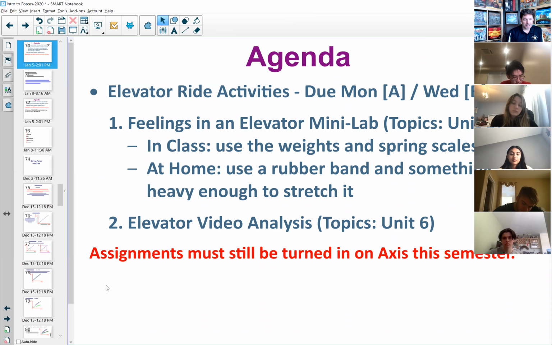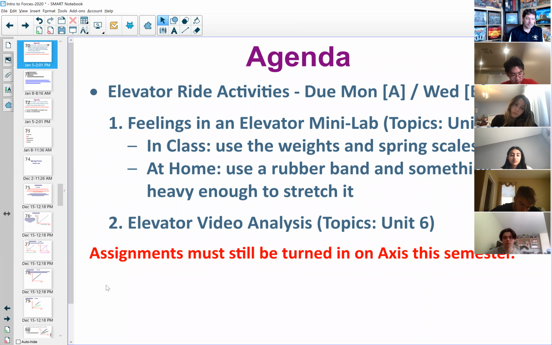Now, on the second activity, the elevator video analysis, that is the one that I think is a little bit more critical and deeper to make sure you're really understanding what's happening. And so we are going to take just a couple minutes and review a few things before we go on to the next part of the lesson on Hooke's law.